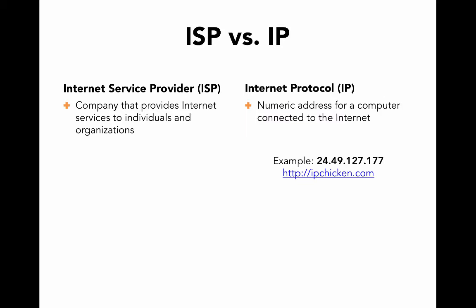So in this video, I've provided an example of 24.49.127.177. This is a common internet protocol or IP address, as it's commonly referred to. Beneath that, I've provided a URL, which is another name for a web address, called IP Chicken. I know it's a funny name, but if you want to learn what the IP address of where you currently are when you're using your computer, you can go out to ipchicken.com and it will tell you what your IP address or that numeric number is of your location on the internet.